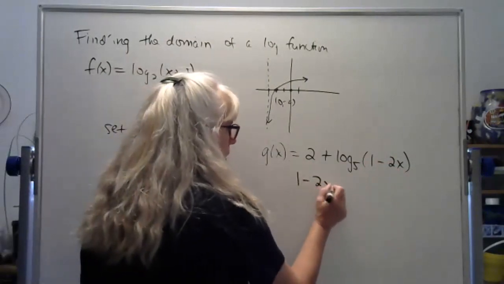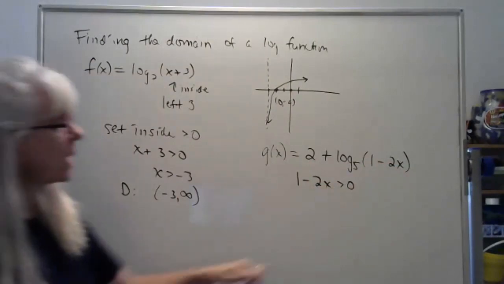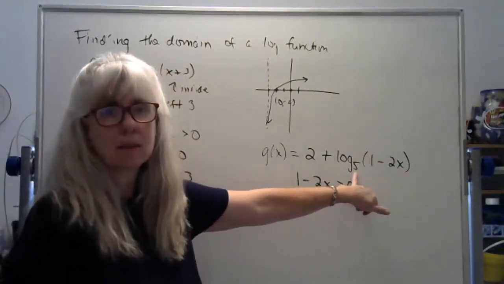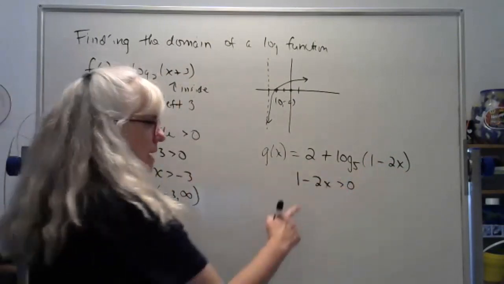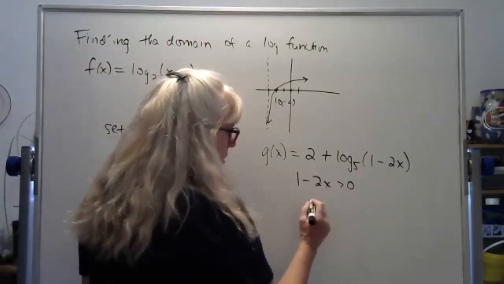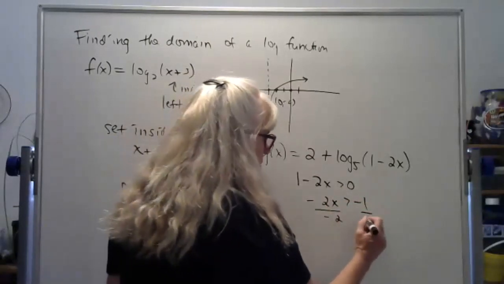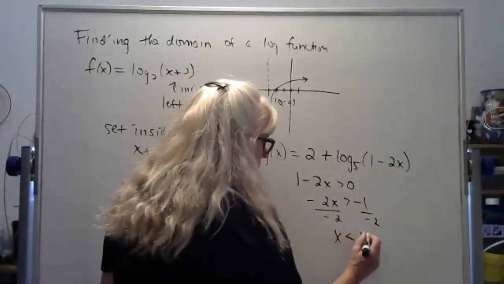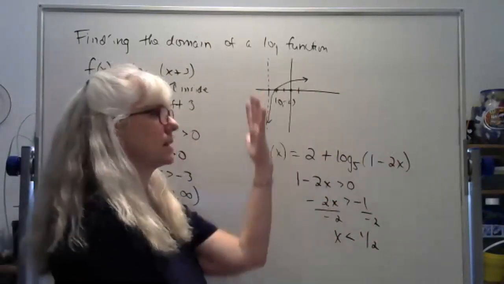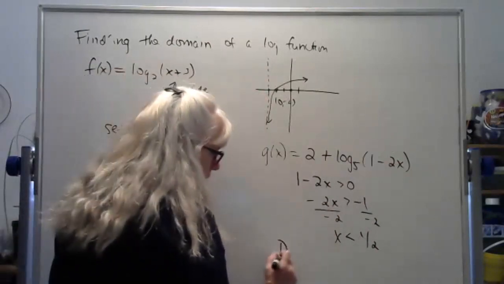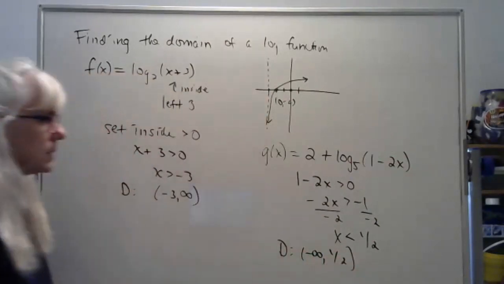We're going to take what's inside and set it greater than 0. Again, the 2 that is sitting out in front does not impact the domain, and the base doesn't impact the domain. So even though this is a base 5 or this was a base 2, the directions are still good. You're just going to take the argument, the inside, and set it greater than 0. So that's a negative 2x is greater than a negative 1. And now we'll divide out that negative 2. So x is less than a positive 1/2. So that's that reflection. So that negative on the x reflects it. We can see that happening. So our domain is going to go from negative infinity to 1/2 with a parenthesis.